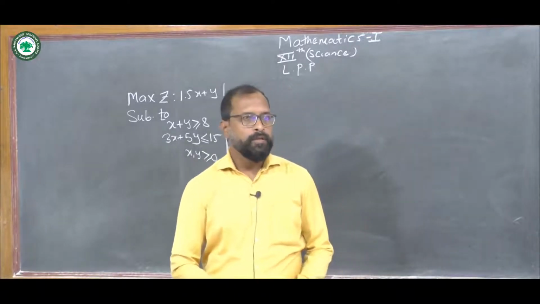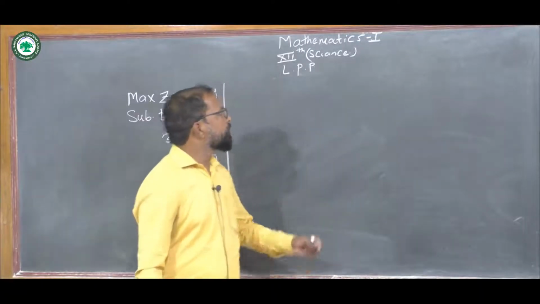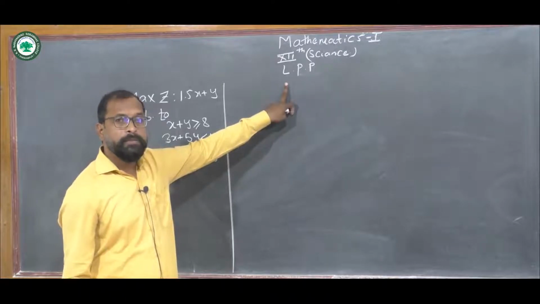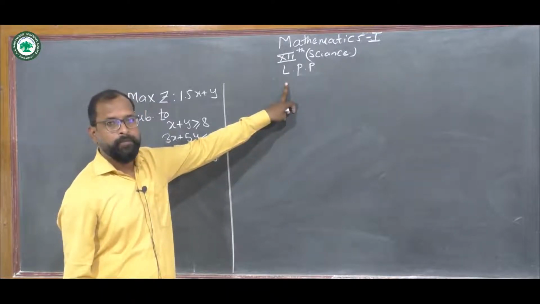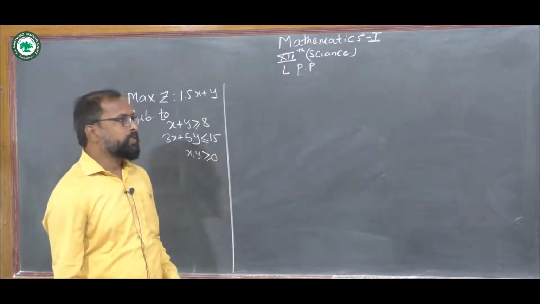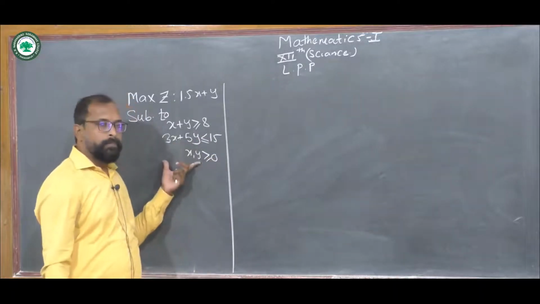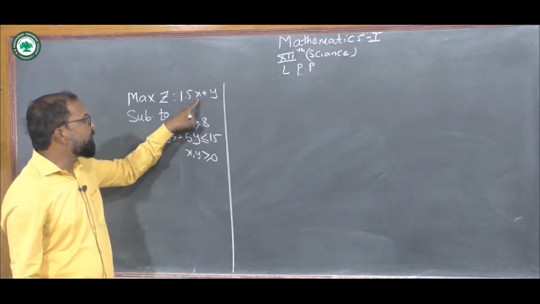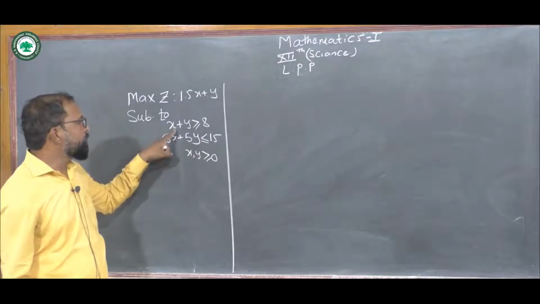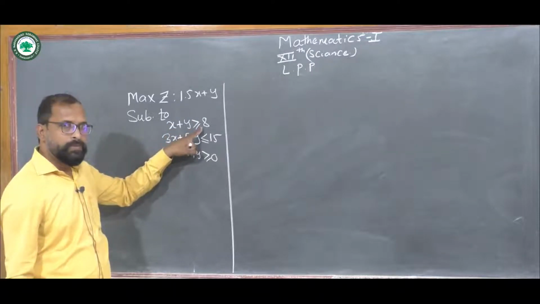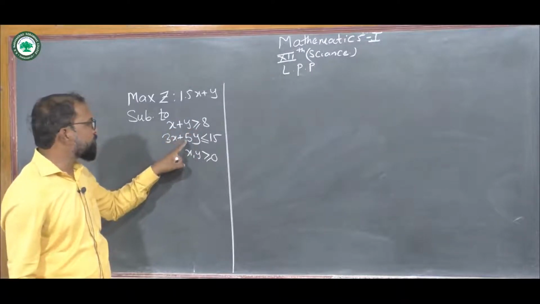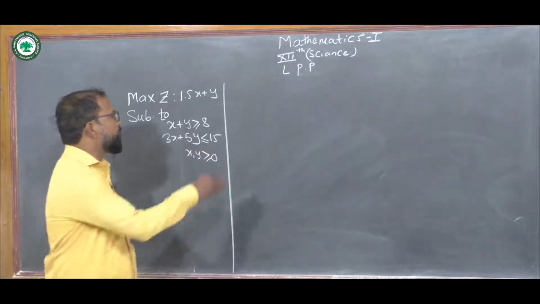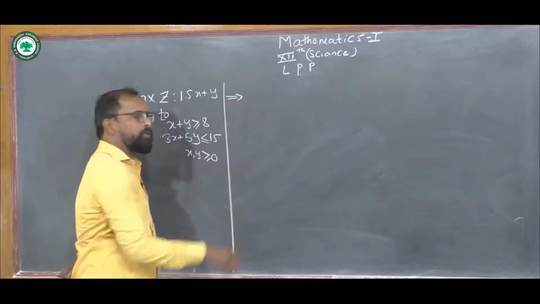In today's lecture, we continue our chapter Linear Programming Problems, in which today we see some special cases for the L.P.P. Now, for some special cases, consider the first problem. It is max z equals 1.5x plus y subject to x plus y greater than or equals to 8 and 3x plus 5y less than or equals to 15. Now, to solve this L.P.P, first we have to plot a graph.